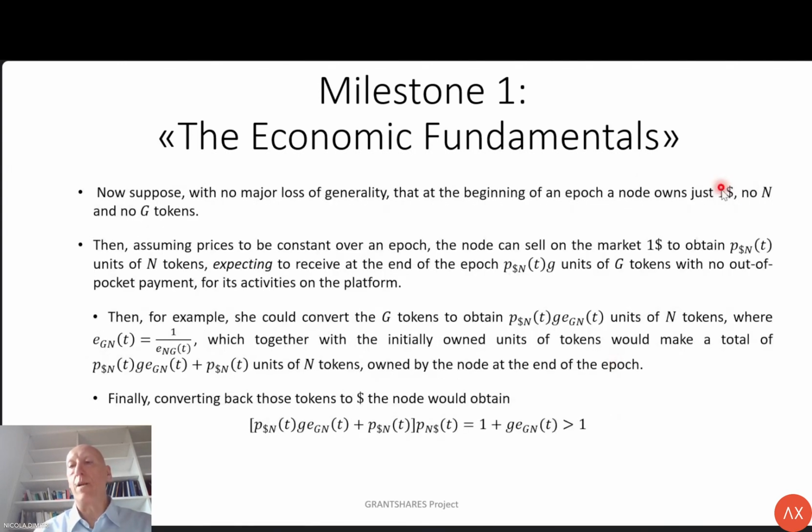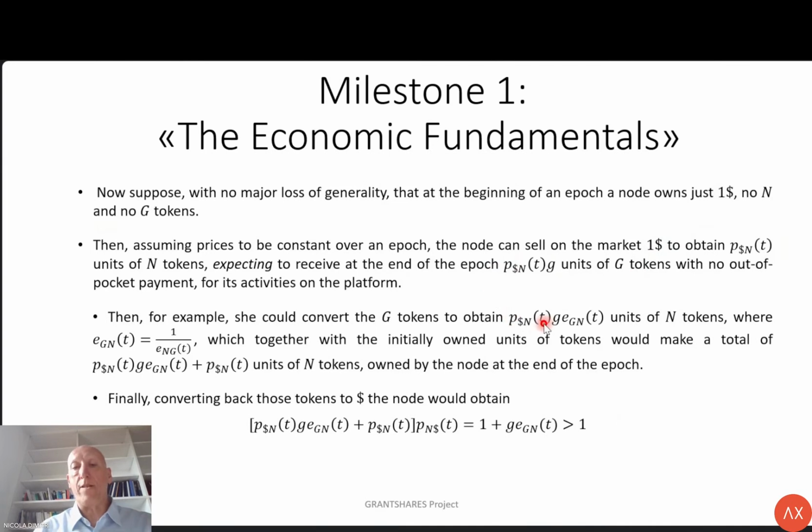For instance, suppose you have $1 in your wallet, no NEO tokens, no G tokens. And now suppose you trade this dollar in the market, you buy NEO tokens. You will obtain these many NEO tokens from $1. Now, at the end of each epoch in NEO, you would expect to receive this many gas units, namely the number of NEO tokens times the number of gas units expected per NEO token over an epoch, which is small g. And so now you have these many G tokens and these many NEO tokens in your wallet with $1.